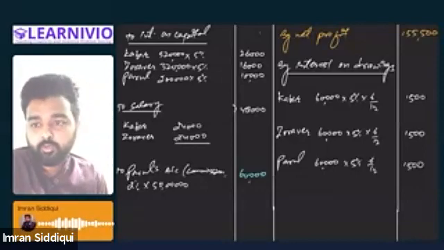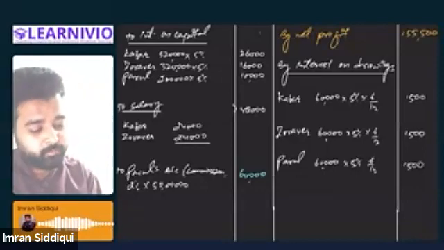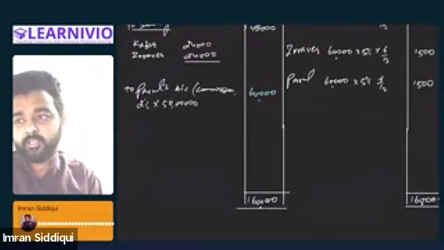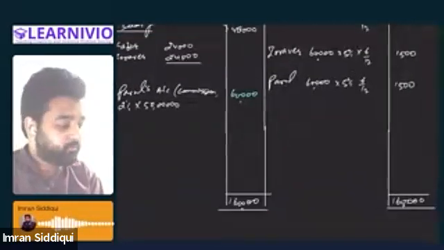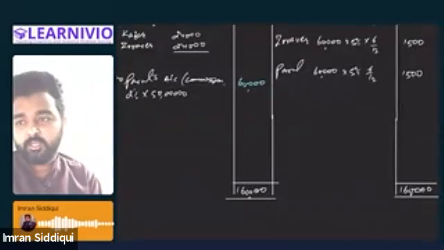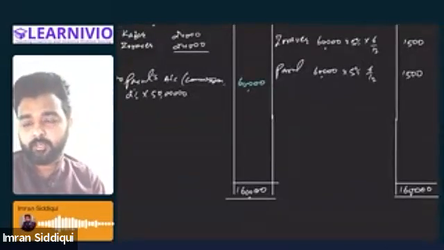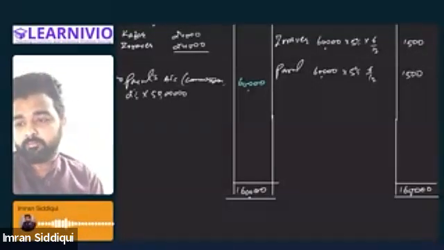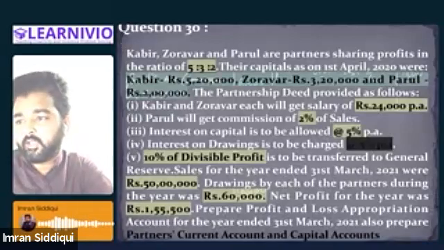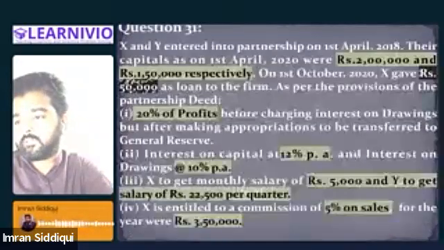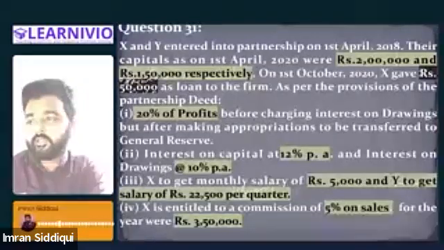All right, so I think you will be able to prepare the partner's capital account for this question, right? There is nothing much important left in this question. I think you can easily prepare the partner's capital account. So I'm giving that part as a homework to you. You can try it on your own. Now we'll move to the next question. Question number 30 we just did, and I'm moving to the next question, question number 31.